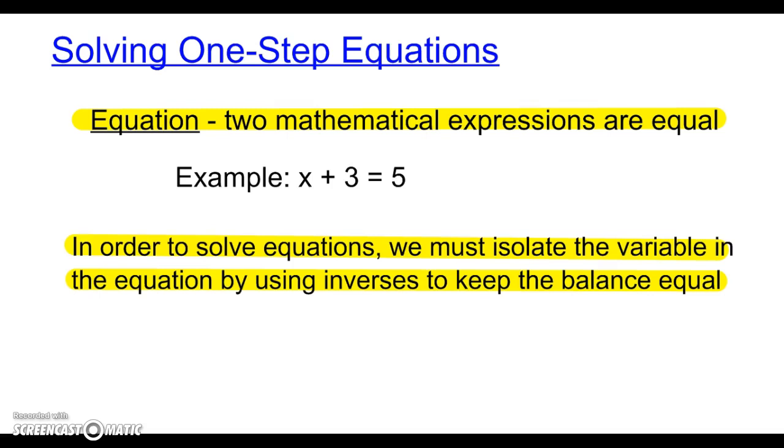Up until this point we've seen some expressions that we've simplified either via the distributive property or order of operations. There hasn't really been an equal sign involved, so now we're going to have two sides going on. So an example would be x plus 3 equals 5. And in order to solve any equation, we have to isolate the variable in the equation using inverses in order to keep the balance of the equation in check.